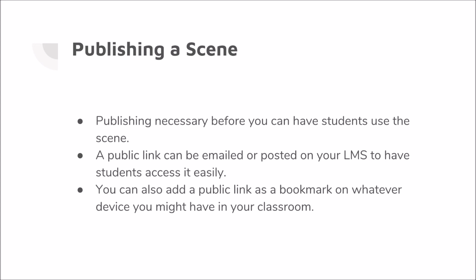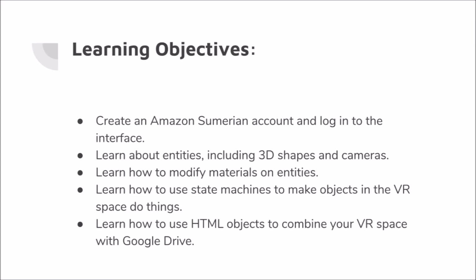So I want to go back over the learning objectives that we set out at the beginning of this video very quickly to wrap things up here. We created Amazon Sumerian accounts. We logged into the interface, learned a little bit about entities, including 3D shapes and cameras and how they function. We learned how to modify the materials on those entities, change their colors, add textures if we felt like it. We also learned how to use state machines to make objects in the VR space, our scene, actually do things. And finally, at the end, we learned how to use HTML objects to combine our VR spaces with Google Drive to add some assessment to our casual little experiences for people learning about three-dimensional shapes and colors.